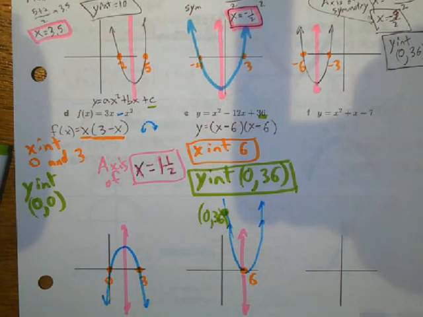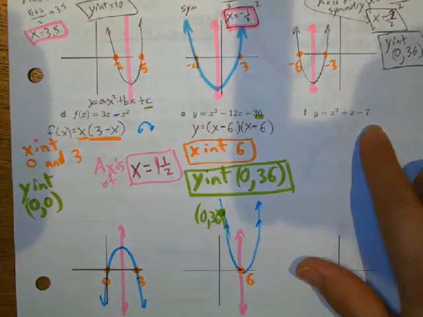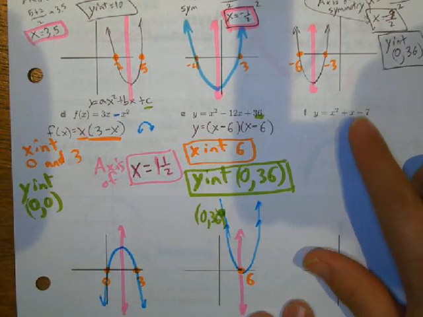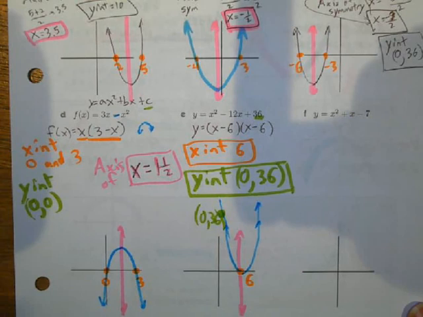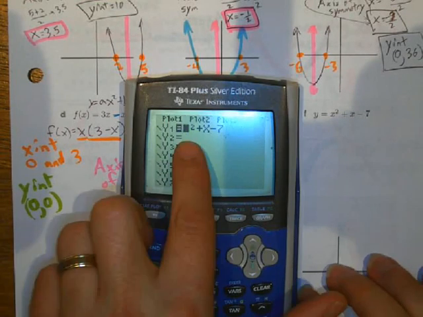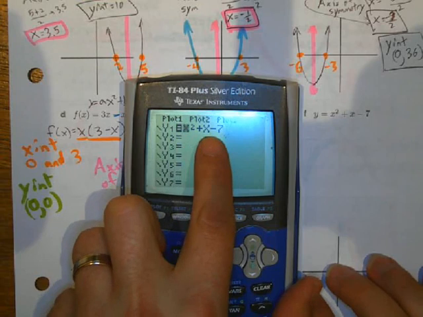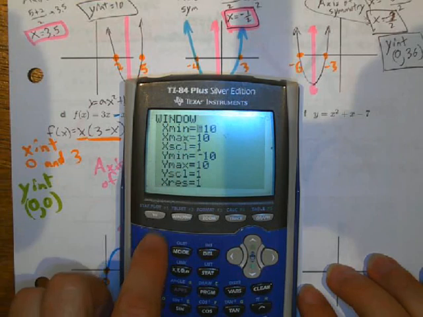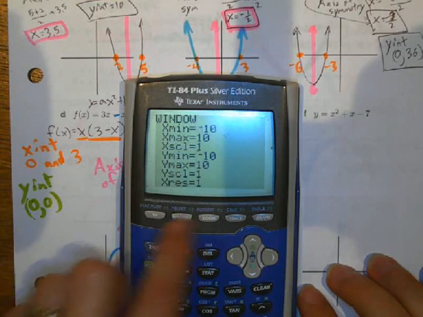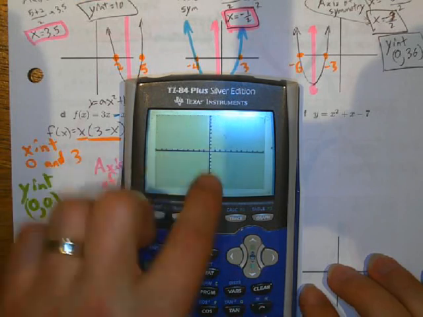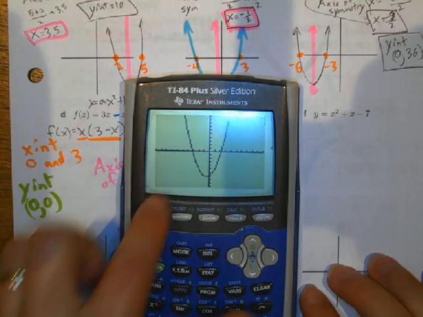There are no two numbers that multiply evenly to give me this. So I'm going to have to do this one on the calculator. I type in x squared plus x minus 7, and make sure you do Zoom 6, which gets me the standard 10 by 10 window, and we've got our graph here.